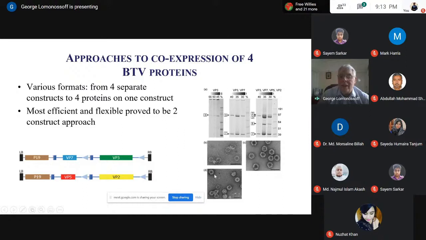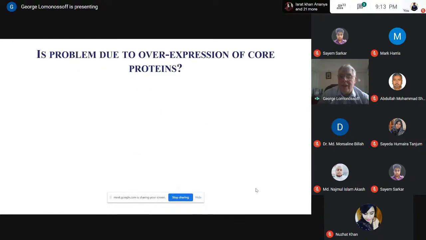You get some VLPs, they look nice, but you also get subcores and core-like particles, and it's not very satisfactory. The reason for this is you need to control the levels of expression, because not all the proteins are present in the same amount. If you overexpress the central proteins, you get a lot of core-like particles because the equilibrium is very strongly that way. If you only have a few of the outer proteins, you actually find the equilibrium's back towards core-like particles and soluble proteins.